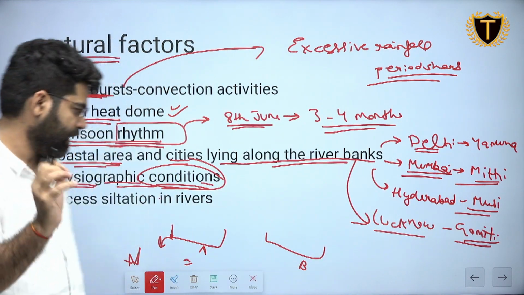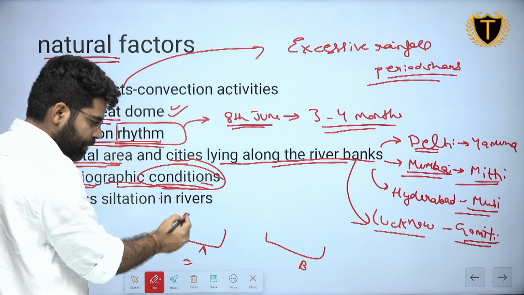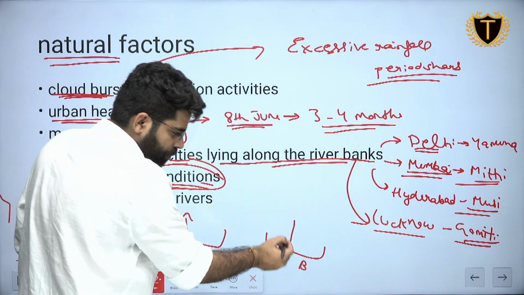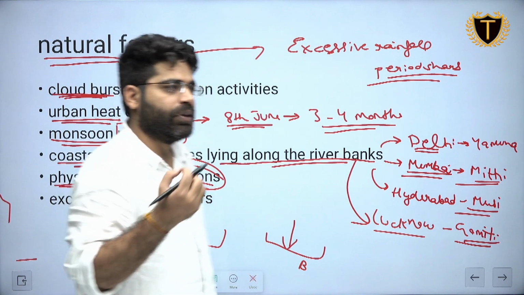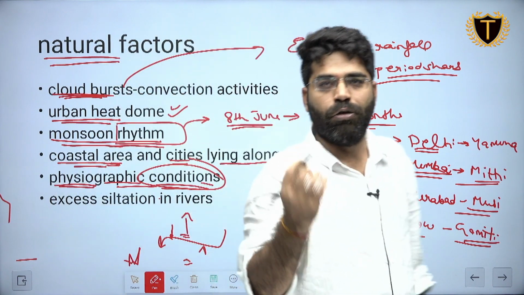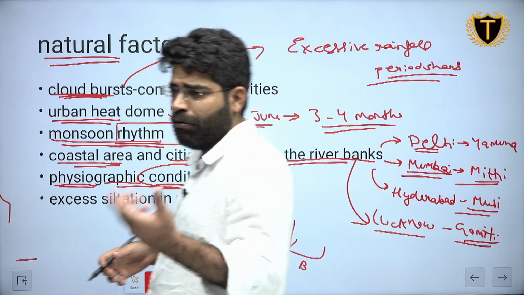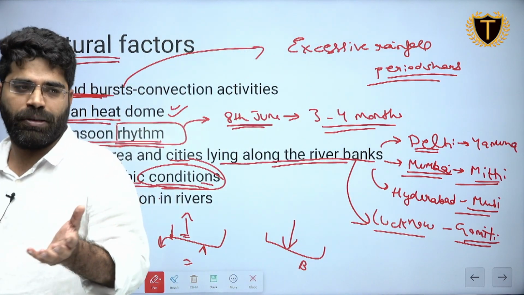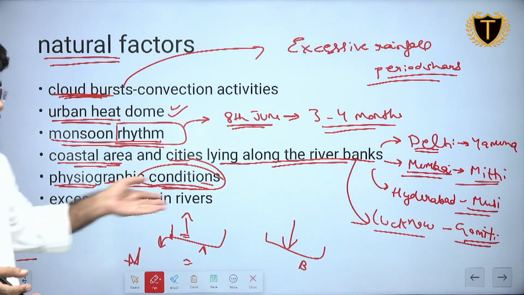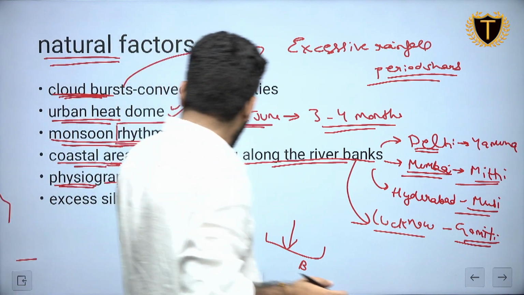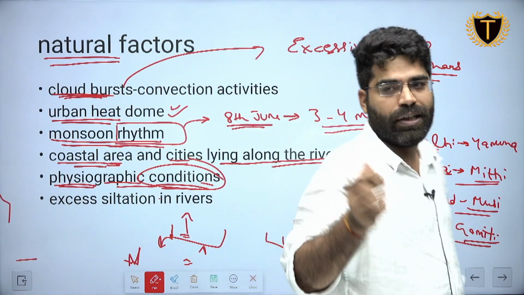So for city A, there is a higher possibility for urban floods to happen as compared to city B, which has a lower possibility for urban floods to happen. So why is there a greater or lesser possibility for city A and city B on the basis of the physiographic conditions?